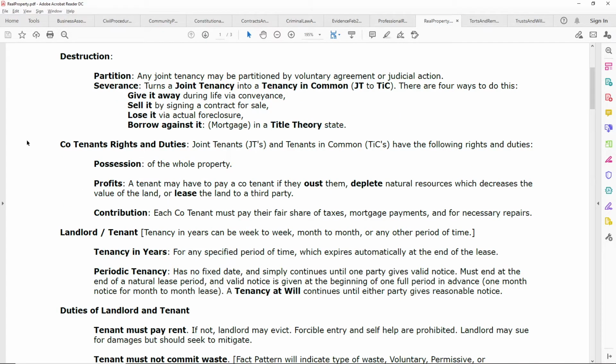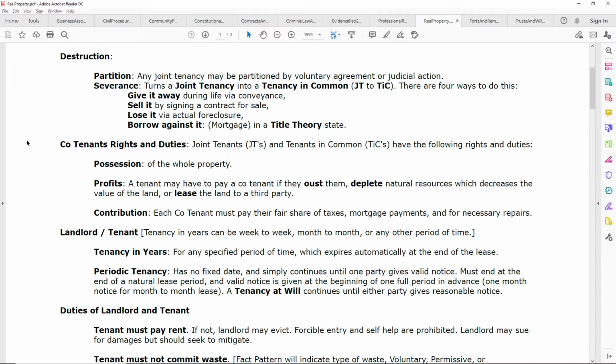Destruction. Partition. Any joint tenancy may be partitioned by voluntary agreement or judicial action. Severance turns a joint tenancy into a tenancy in common, JT to TIC. There are four ways to do this. Give it away during life via conveyance. Sell it by signing a contract for sale. Lose it via actual foreclosure. Borrow against it, mortgage, in a title theory state.